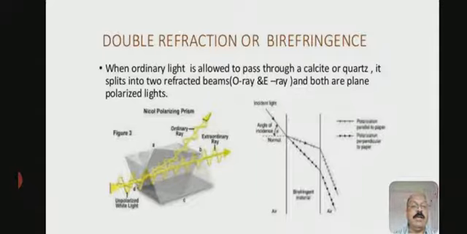When unpolarized light is incident on and passing through the crystal, what happens there? It becomes double refraction. One is the ordinary ray and another one is the extraordinary ray, and both are plane polarized light.